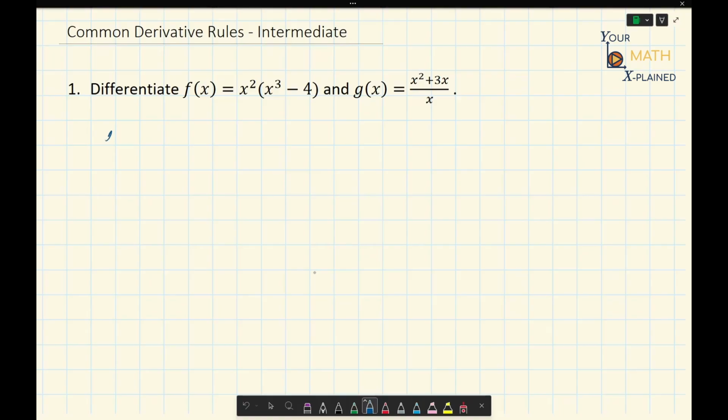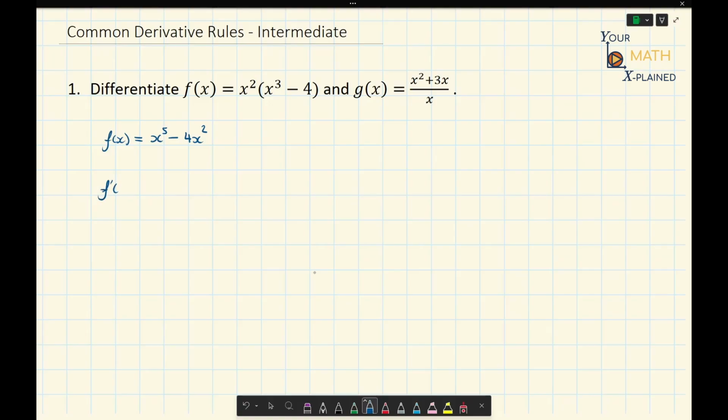So first, for f of x, because we have a multiplication, we're going to go ahead and distribute that. So if we distribute our x squared, we're going to get f of x is equal to x to the power of 5 minus 4 times x to the power of 2. And now we have terms that are powers of x, and they're joined together by sums and differences. This means we're now ready to differentiate.